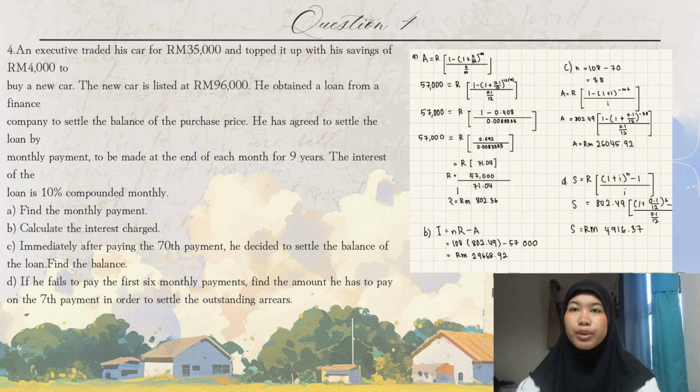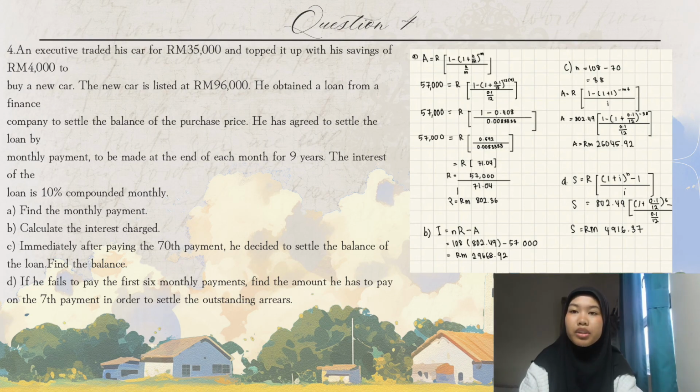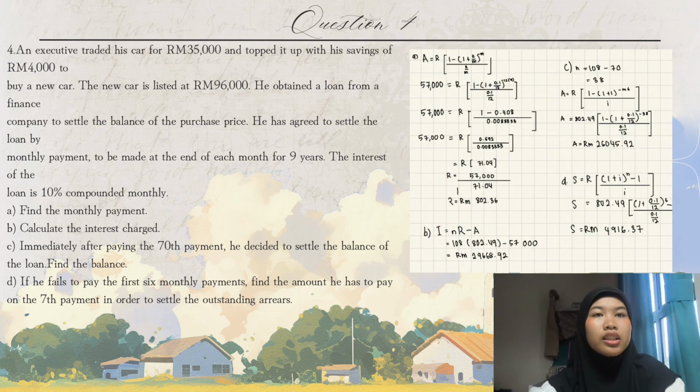For the third question, which is C, immediately after paying the 70th payment, he decided to settle the balance of the loan. Find the balance. To find the balance, we can just use n equal 108 minus 70, and we get 38. So after we get 38, we can use the formula given, which is A equal R and so on, and we can put all the numbers in the formula, and 38 will be the power of it. After the calculation, A will be equal to 26,045.62 cents.